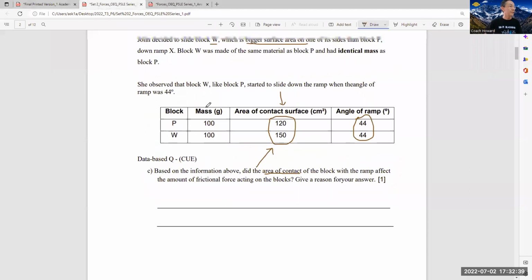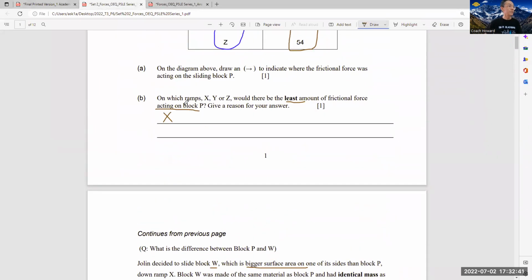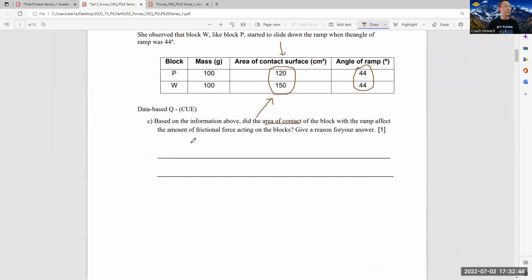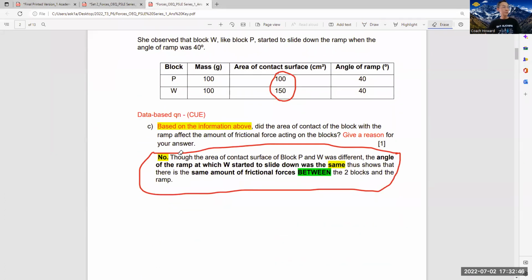Okay, did I miss out anything? This is B. B and C. I didn't miss out anything. So this is C. Answer is no. You can take note of this, and then I will send to you shortly.